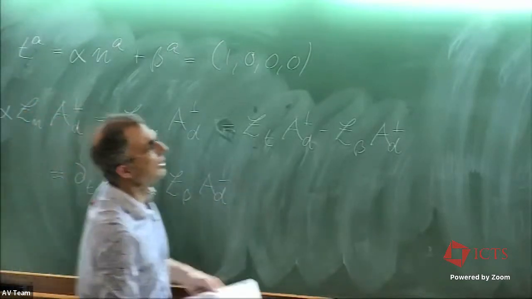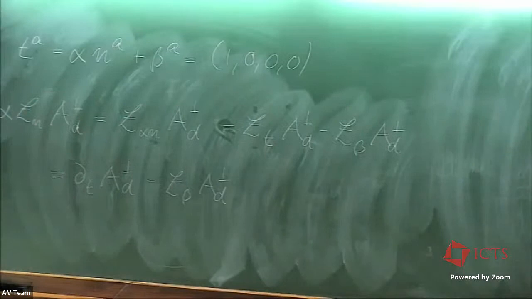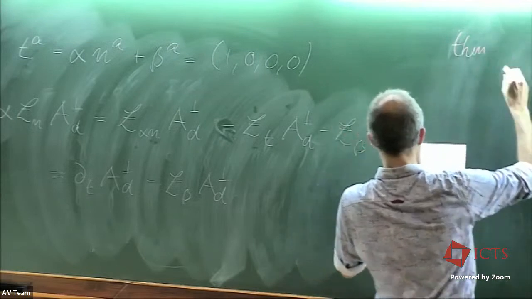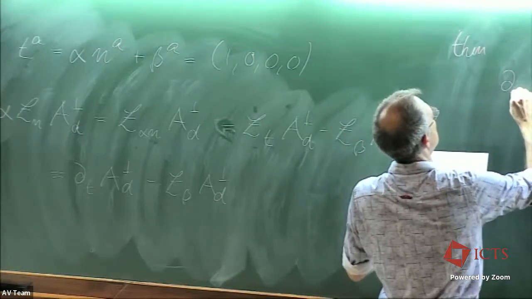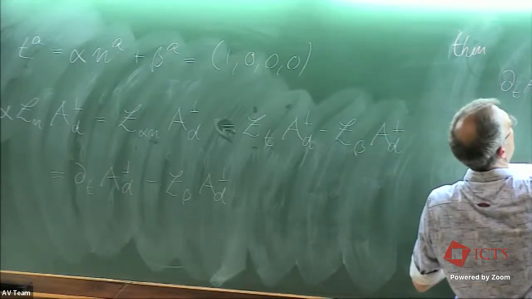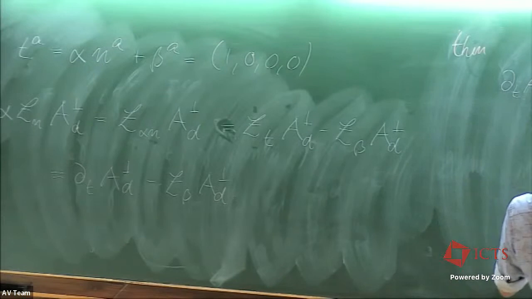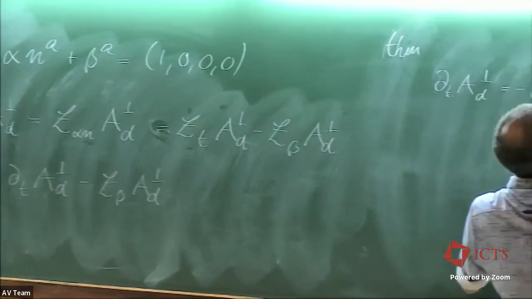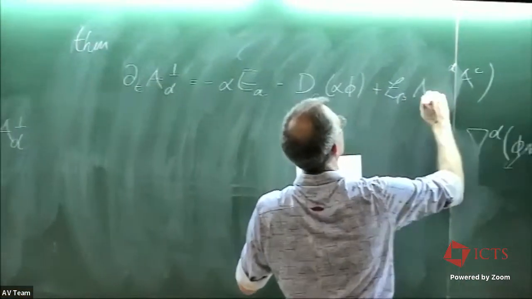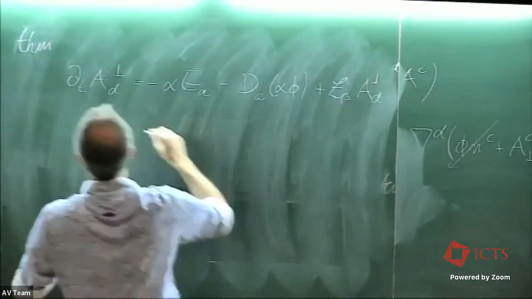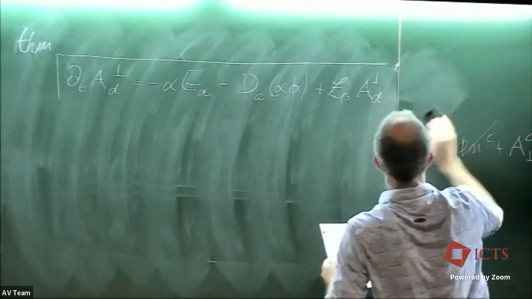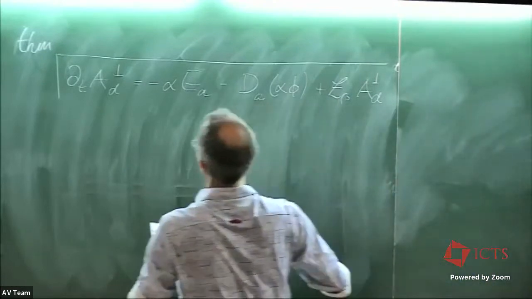Now I can combine all of these terms to write the E field as the following. Then I get partial_t A_D perpendicular equals minus alpha E_A minus D_A of alpha times phi plus the Lie derivative of beta of A_D. So this is basically now the time evolution equation for A.